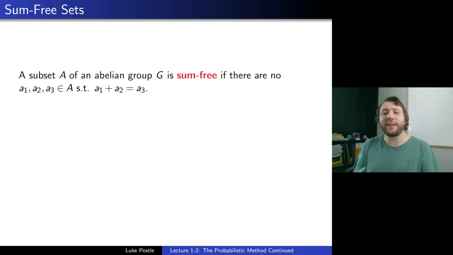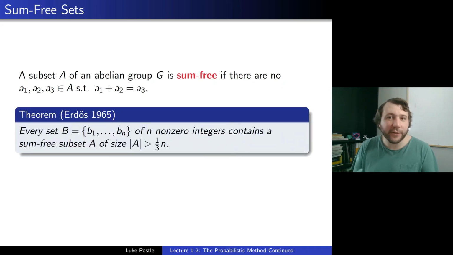So here's something quite natural. A subset A of an abelian group G is said to be sum-free if there are no a1, a2, a3 in A such that a1 plus a2 is equal to a3. So a subset is sum-free if no element is the sum of 2 other elements. And here's a remarkable theorem of Erdos from 1965 that says every set B, b1 up to bn, of n non-zero integers contains a sum-free subset A of size strictly greater than a third of n.